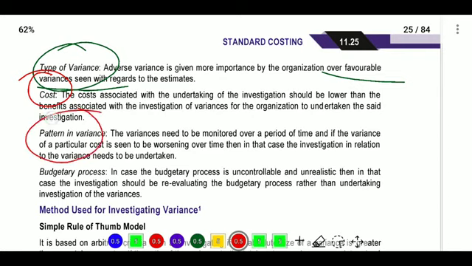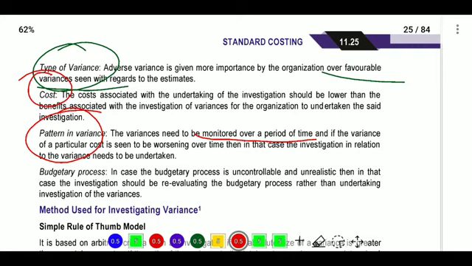Next, the pattern in variance. What is the pattern? You will monitor over a period of time, and if the variance of a particular cost, say advertisement, selling and distribution, is always there, what is going on in advertisement? They will tell you advertising is being provided, sir. Advertising is provided in newspaper. Advertising is provided on TV. They will say, sir, last year, last day, last month, they will tell like that.